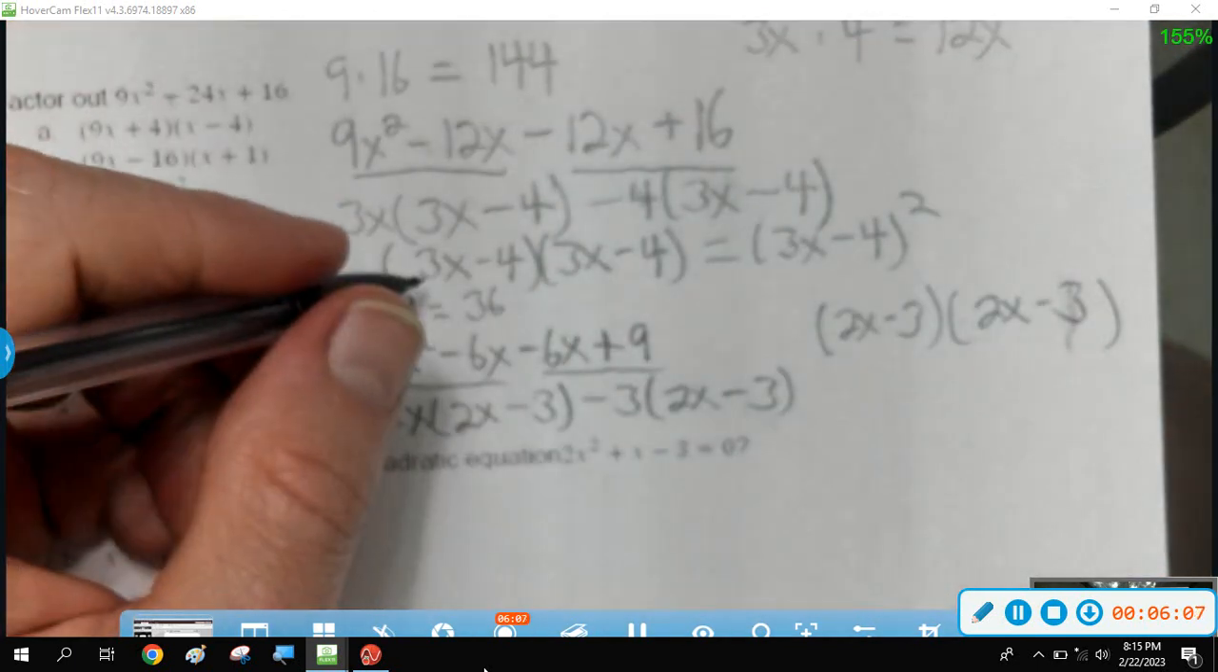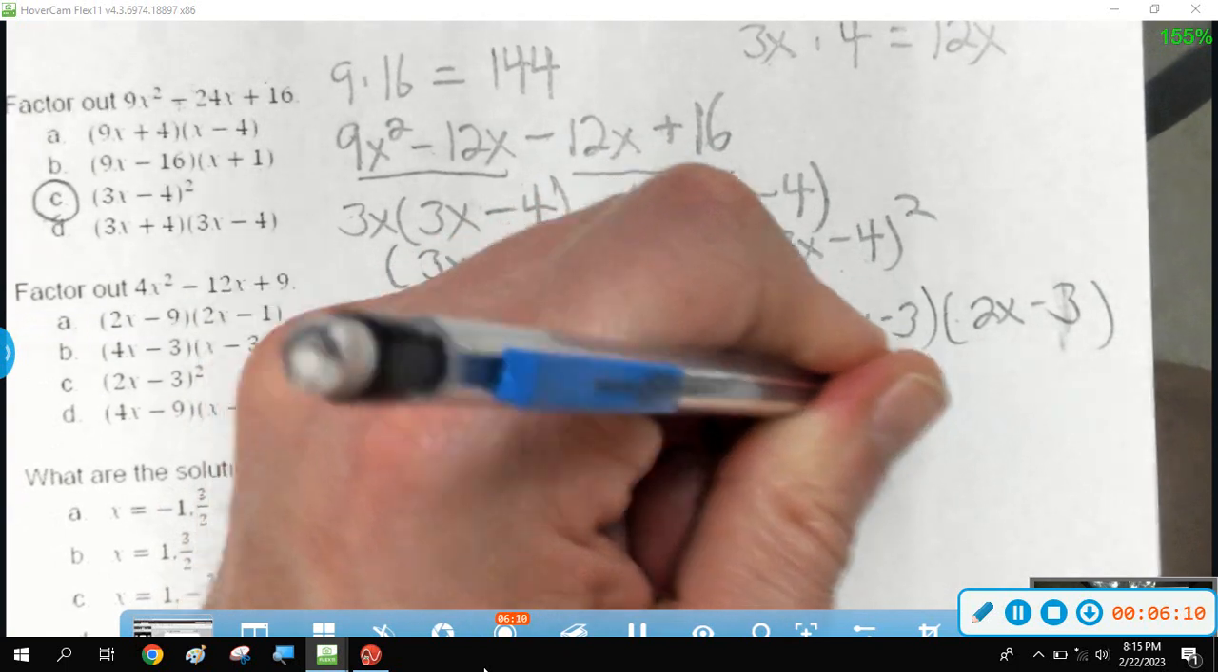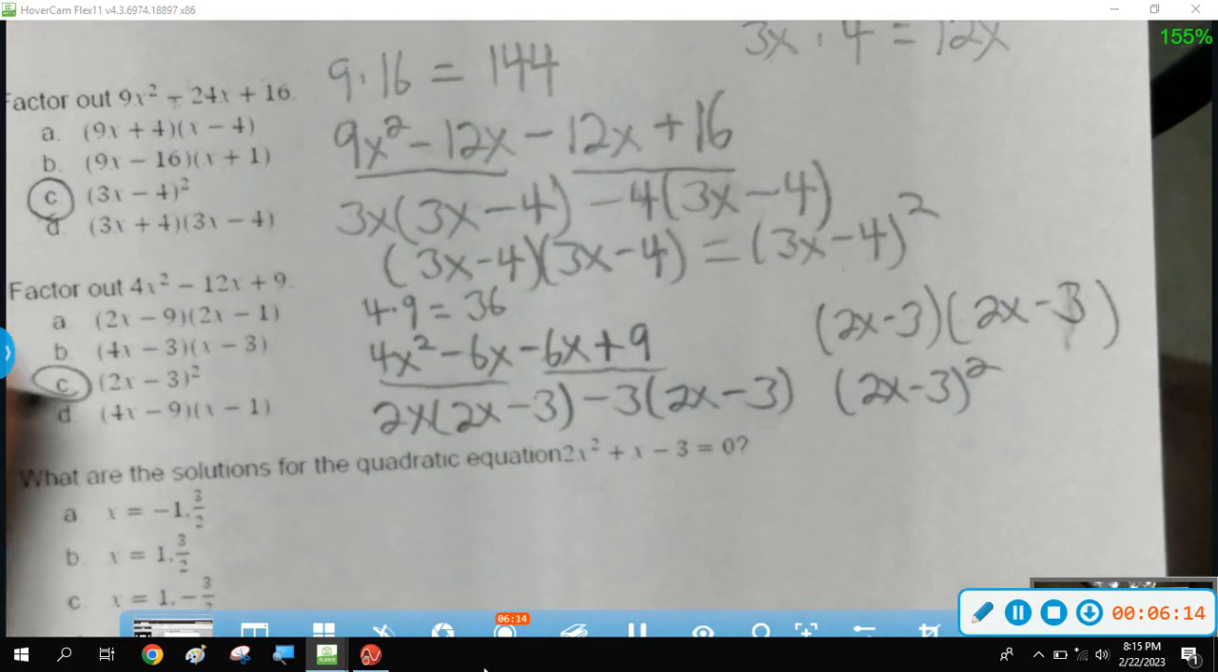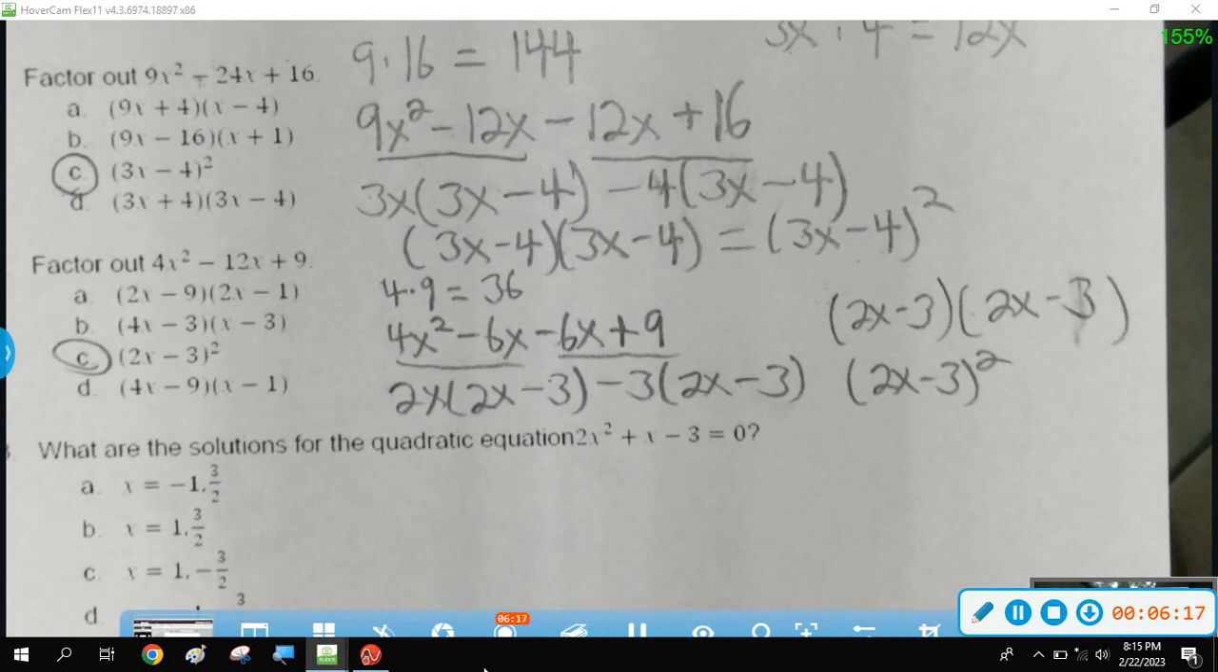And since those two are exactly the same, I can now write it as 2x minus 3 squared. We have an answer as C. Okay? That's with the AC method.